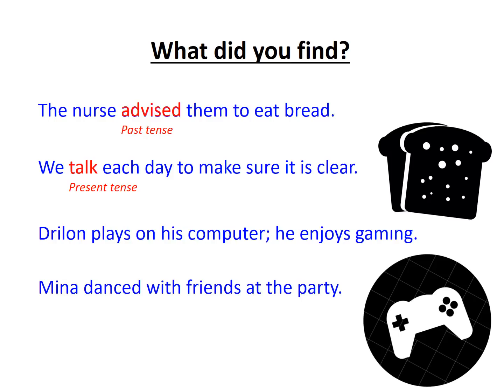Drillen plays on his computer. He enjoys gaming. This is an ongoing thing for Drillen. It's in the present tense. He continues to do this. As is his enjoyment. He enjoys doing this. This is also in the present tense for him. If something is ongoing and happens regularly, it's present tense. However, Mina danced with friends at the party. Past tense, because she did that. It's not happening now. It's over.